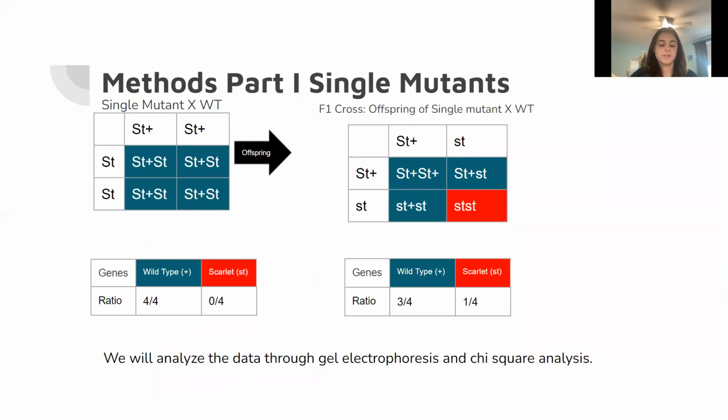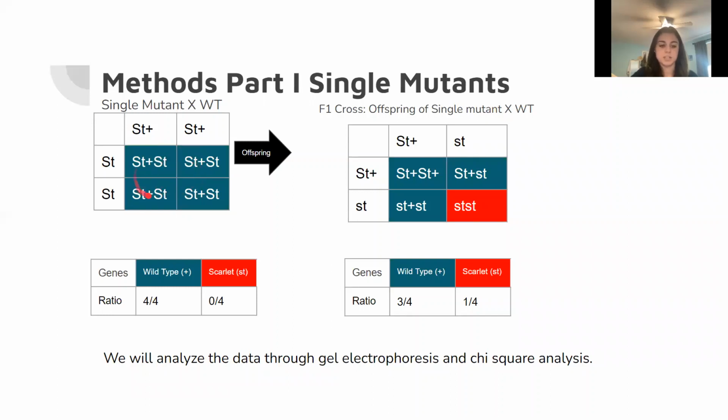So the Punnett squares on this slide show the single mutant parental cross, which resulted in the F1 generation, which were then bred in the F1 cross to create our F2 generation. The first Punnett square shows the breeding of the parental stocks to get the F1 generation. As you can see, all of the offspring from that cross should be wild type, but they should be heterozygotes, meaning that they all carry both of the genes.